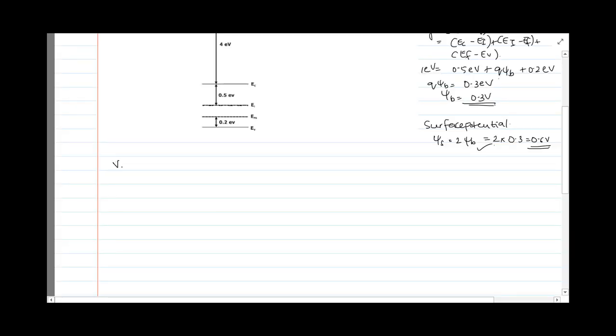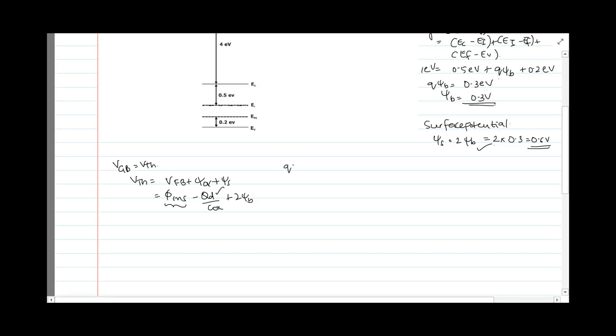In the question, it's given that the applied voltage VGB is Vth. So Vth is VFB plus psi ox plus psi s. VFB is phi ms, psi ox is minus Qd by Cox, plus psi s is 2 psi b. So to calculate the magnitude of the depletion charge density, we need to calculate the metal semiconductor work function difference as well.